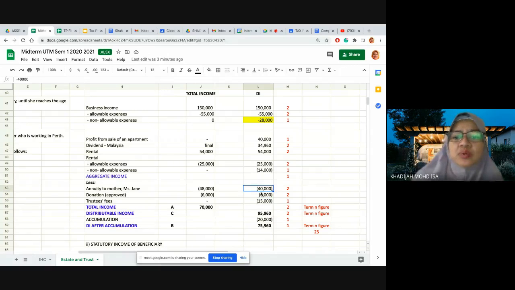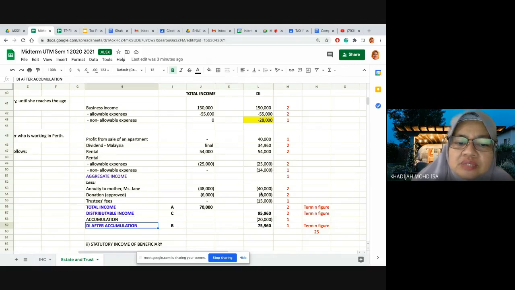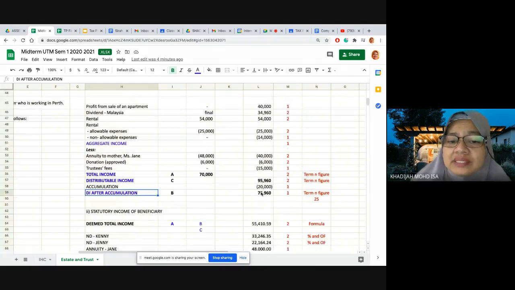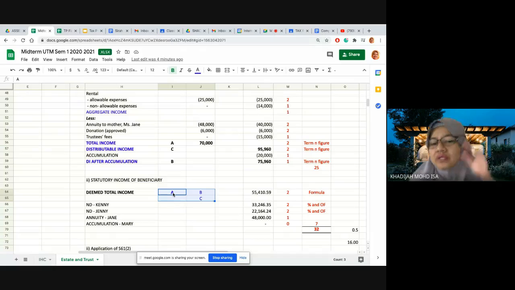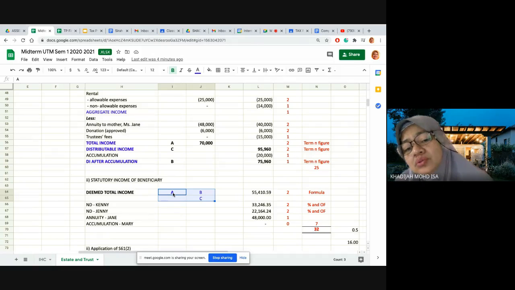So some students put the annuity here as 40,000, 48, and then another 20,000, right? So it's not. It's an accumulation, that 20,000. And then you have DI after accumulation. Again, this one is DI after the term is given here. And you show me that because when there is accumulation, you have to have this A times B over C. 2 marks for that. I don't look into the figures, you have to show me your workings only. Because if I were to look into the figures, it would be difficult, students mostly won't get it.